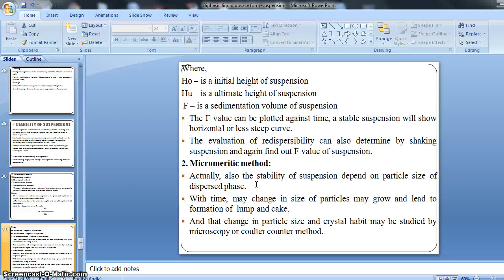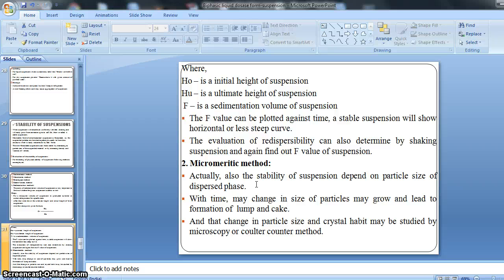Then with time, the size of the particles may change and grow and lead to the formation of lump and cake, right? With time, suppose we know that our preparation should be kept up to the expiry date, or for the shelf life. But on storage, there is a chance of the particle size of our suspension increasing, and due to that there is a formation of lump and cake. Lump and cake means hard cake. There is a formation of lump and hard cake due to the change in the size of our particles.